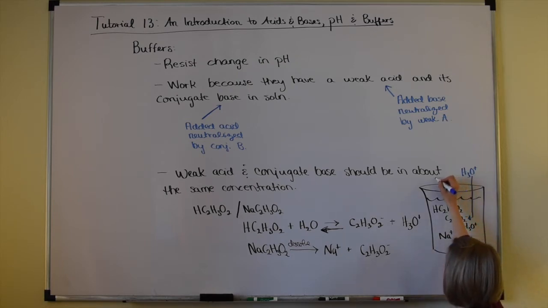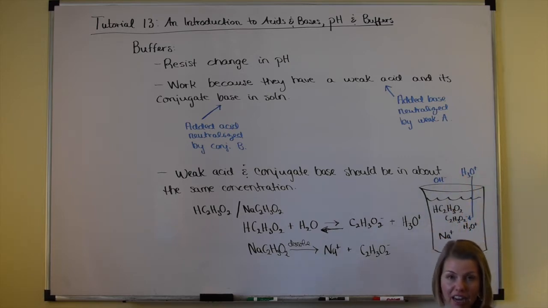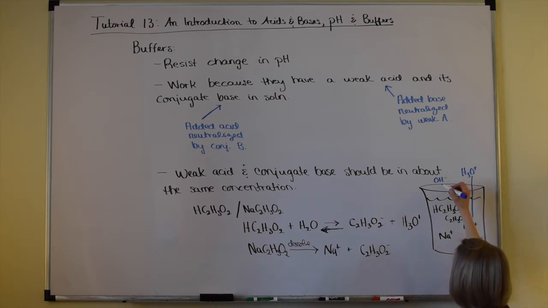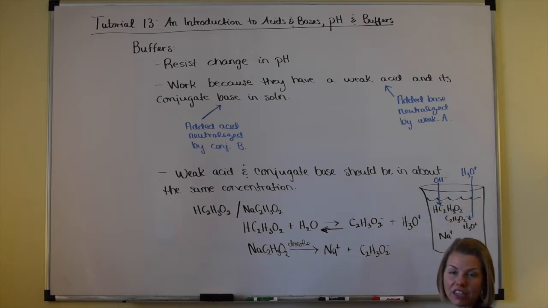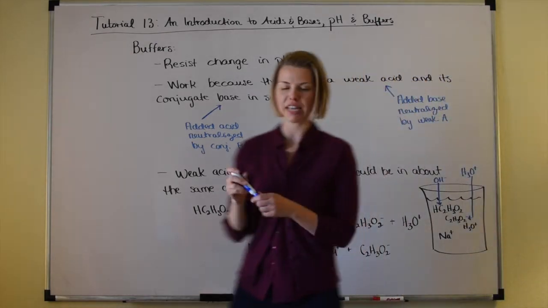Any added base, what do all bases have in common? The hydroxide anion in an aqueous solution. So I'm just going to be generic and write OH minus. Any added base will be consumed by our weak acid, so I'm going to put an arrow to the acetic acid here. And therefore, again, we won't get a drastic change in the hydronium ion concentration in the solution, and therefore no drastic change in the pH. So let's go ahead and write those reactions out.